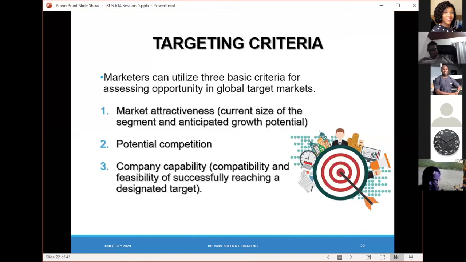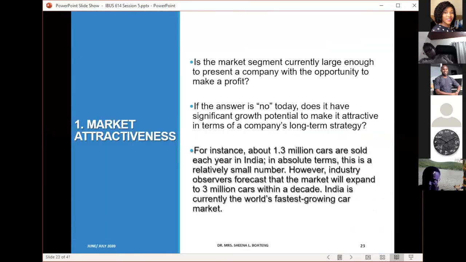We also can consider potential competition as part of the targeting criteria, because when the competition is too much for you to shoulder, it is not prudent to enter the market anyway when you know the level of competition in the market is cutthroat and you are likely to be submerged in all the confusion. And then thirdly, we also need to target based on company compatibility. And here we are looking at the compatibility and the feasibility of the company being able to successfully target this particular market segment and make good returns out of them. So we'll take them one after the other.